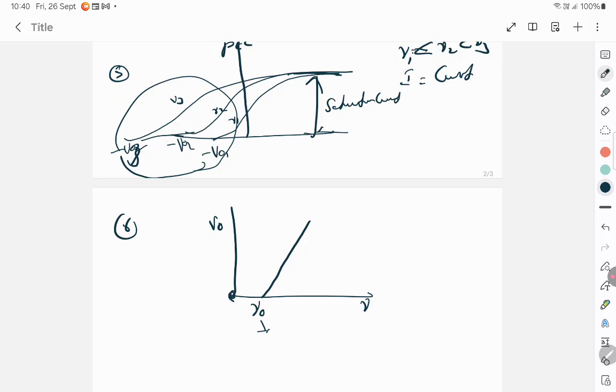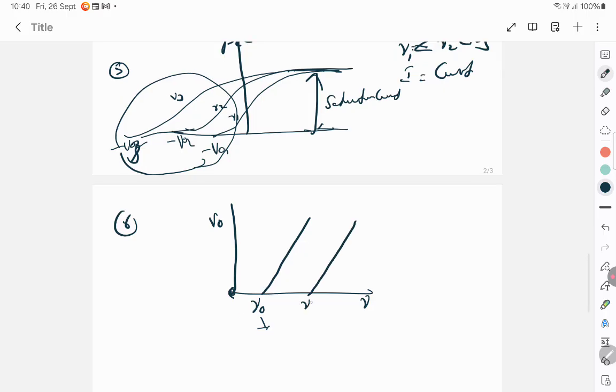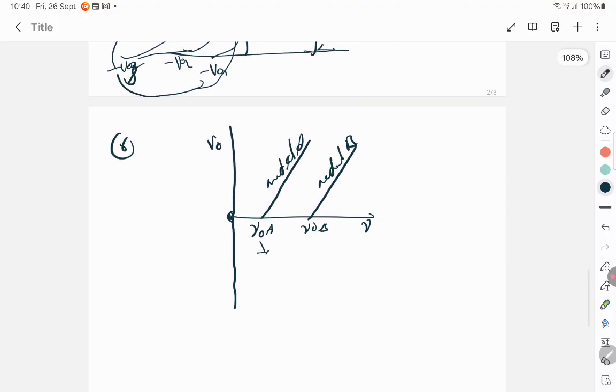Frequency doesn't start at 0. It starts at a threshold frequency. This is for a metal A and this is for a metal B. This is the threshold frequency for A, this is the threshold frequency for B, and you extend this to the y-axis and join it on the y-axis.